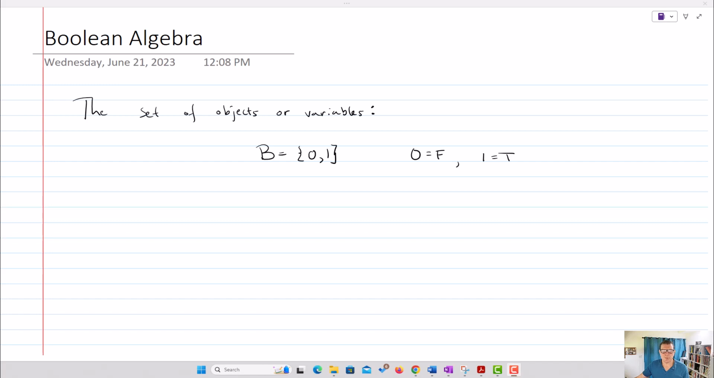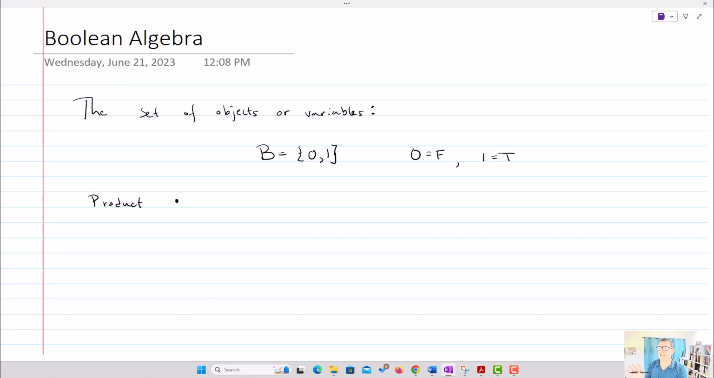So to start out with Boolean algebra, we want to first define our set of objects or variables. We've got this set B, and that's going to represent the domain for all of our Boolean algebra, and that's going to be 0 and 1. Now, in logic, 0 is going to be equivalent to false, and 1 is going to equal true. So 0 equals false, 1 equals true.